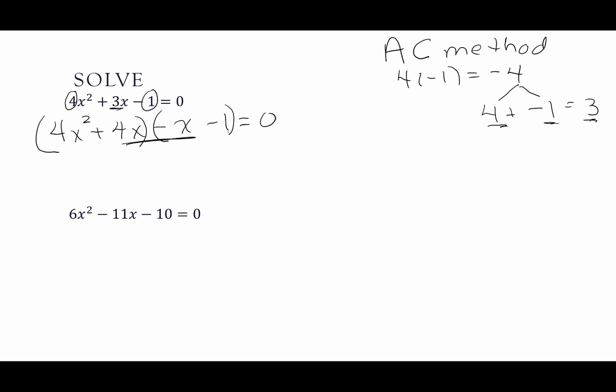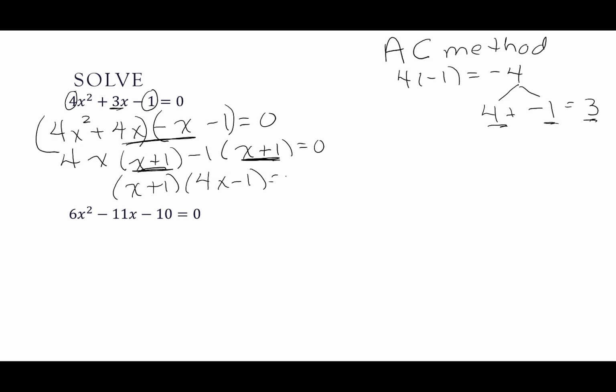When I look at 4x squared plus 4x, I notice, well, they both have a 4, they both have an x. When I take that out, I get x plus 1. When I look at -x minus 1, they have a -1 in common. I'm going to take that out, and again, I get x plus 1. It's not a coincidence that both of the terms now have an x plus 1. So since that's in common, take it out. And then what's left? 4x minus 1.